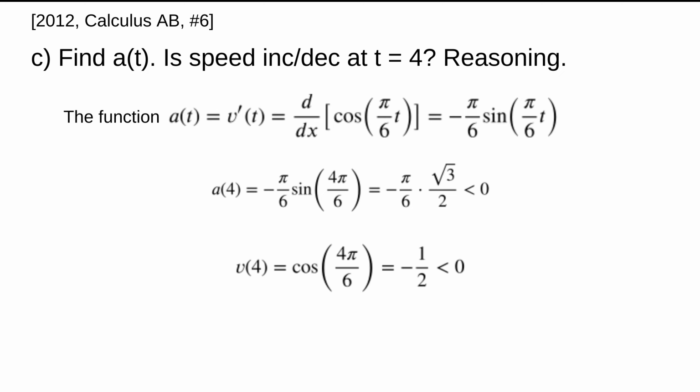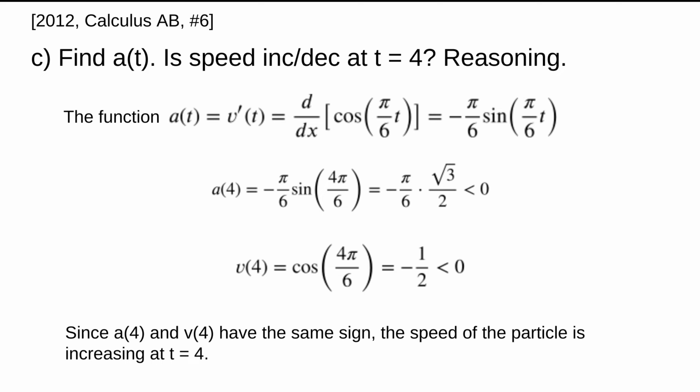V of 4 is cosine of 2 pi thirds, or 4 pi sixths if you don't reduce. Cosine of 4 pi sixths is negative 1/2, which is also negative. So from this we see that a of 4 and v of 4 are both negative, and therefore the speed of the particle is increasing at time t equals 4.